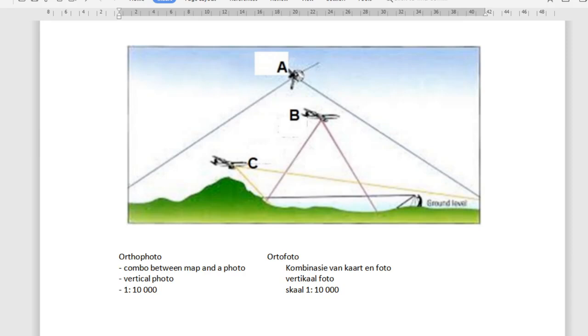Yes, I think that's it. Just want to double check that I didn't leave anything out. Oh, I just wanted to add here, because this is 10,000 and the topographical map is 50,000, this one is 5 times bigger. Okay, so dis 5 keer groter as 'n kaart.